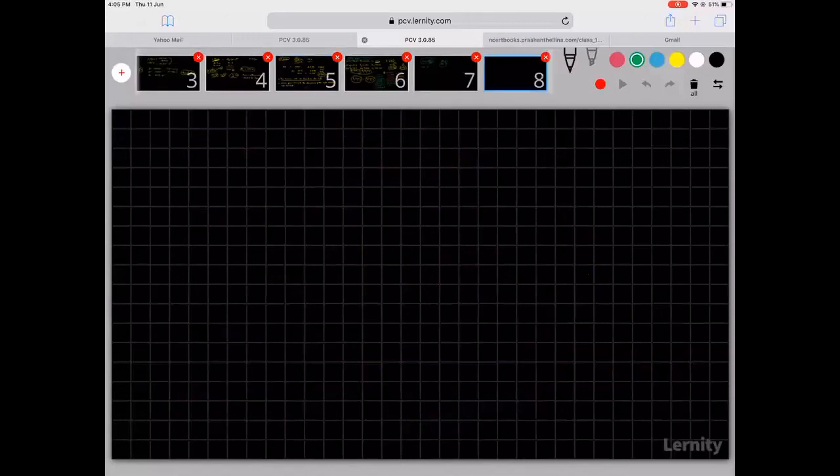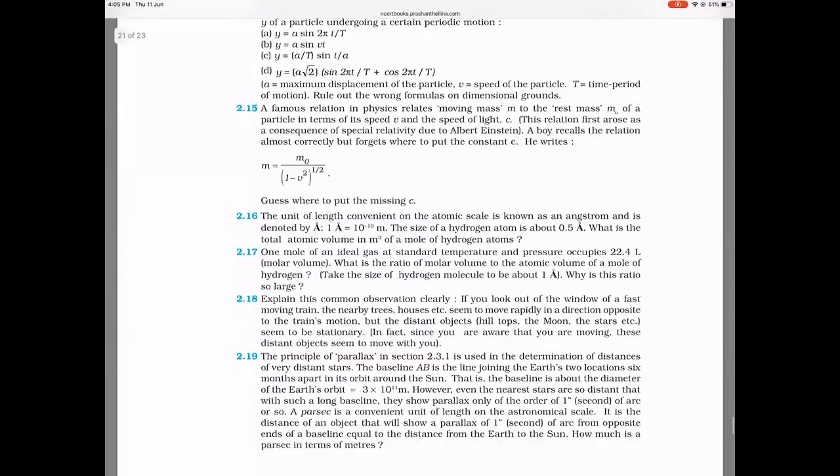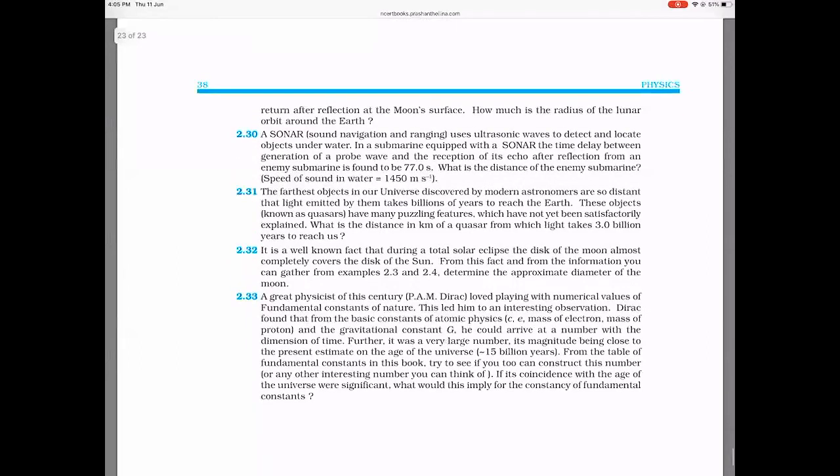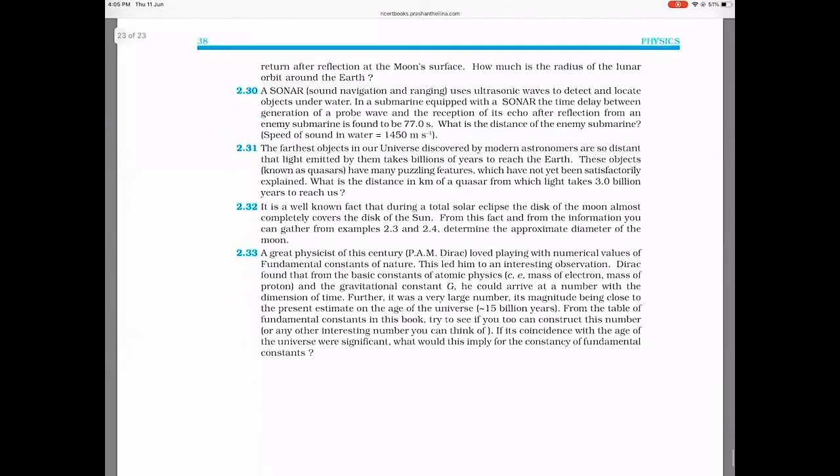Yes, so somebody asked me 2.33. If we have done it, we will do it. Otherwise, we won't. We'll come there. We have not yet reached there. Those are for you to think, not for me to think.